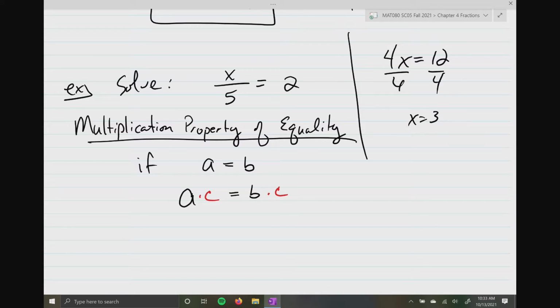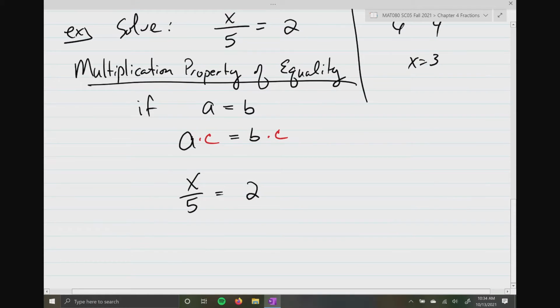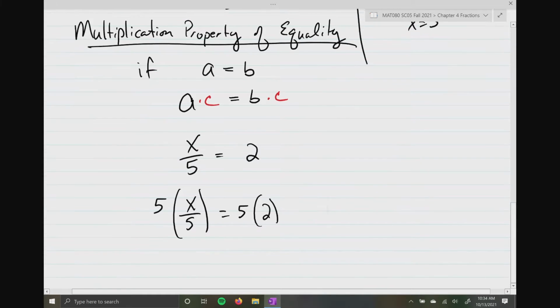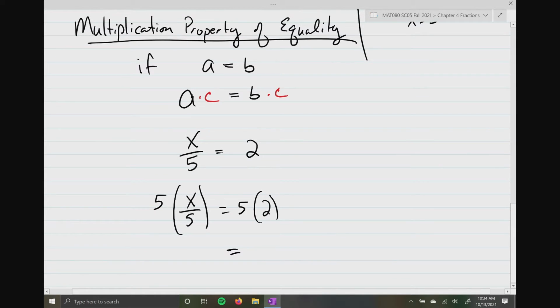Now, for our problem, x over 5 equals 2. Notice what I'm going to do here is I'm going to multiply both sides of my equation by the denominator. Actually, let me just rewrite the problem, because I want everybody to watch what's happening here. When I multiply both sides of my equation by whatever number that denominator is, notice on the right-hand side, 5 times 2 is 10. That's the easy part. Actually, to be honest with you, that's the hard part.